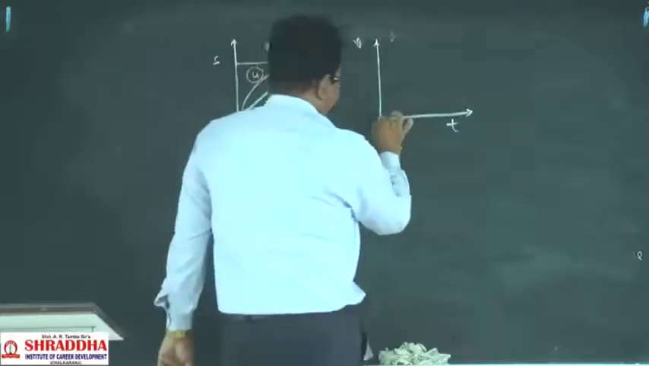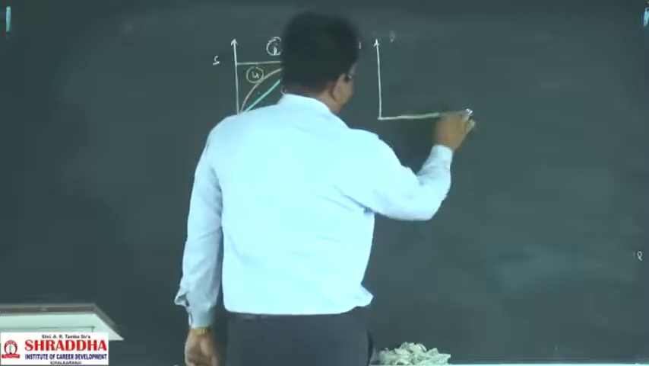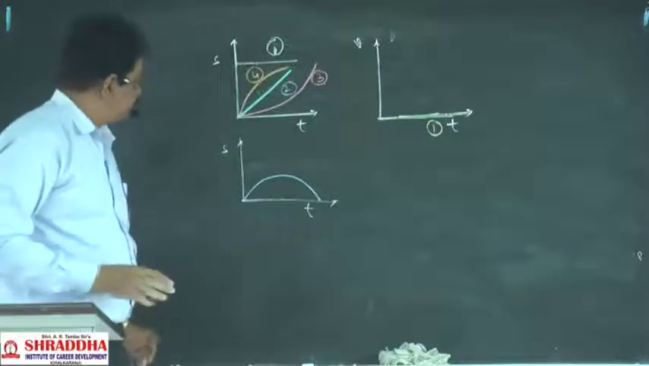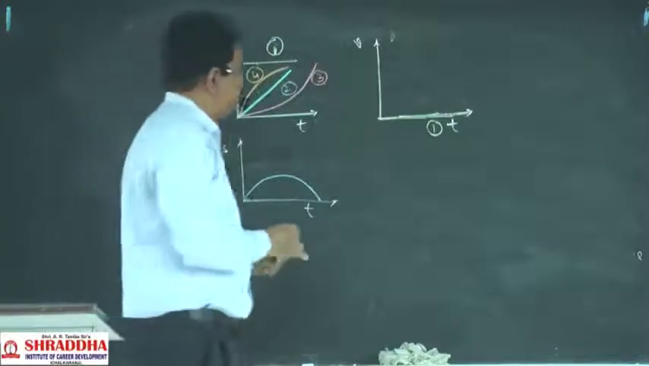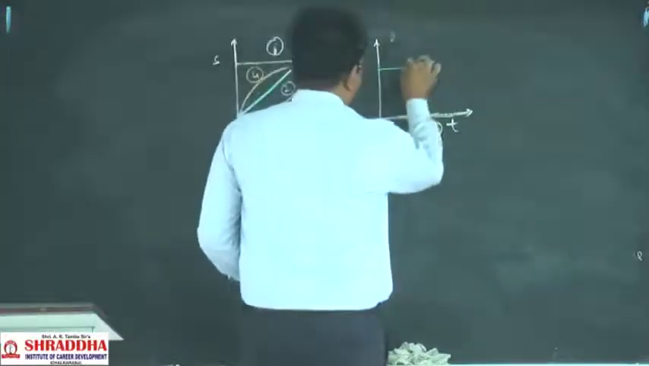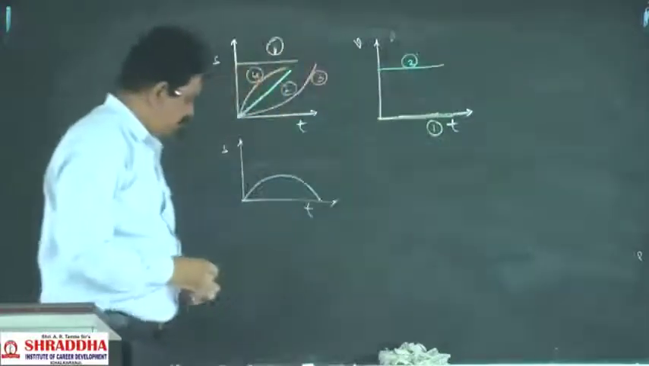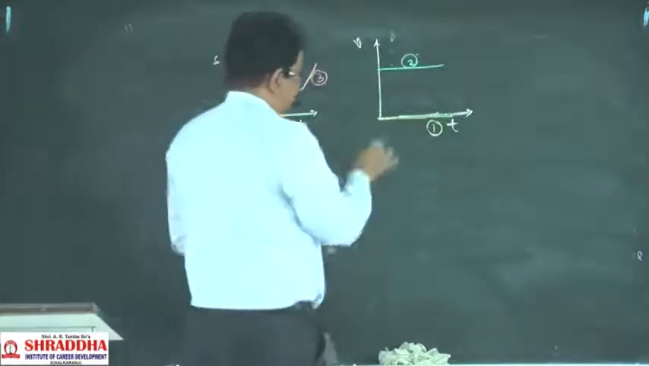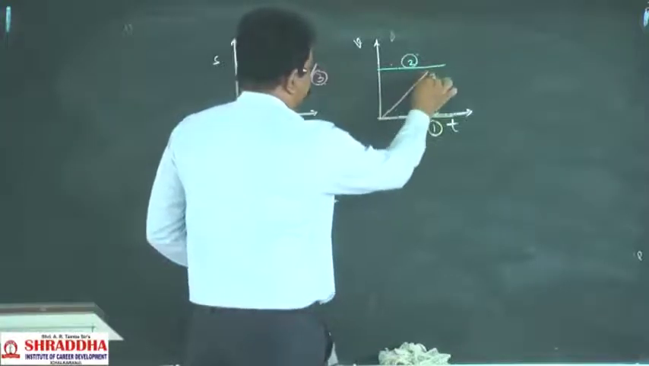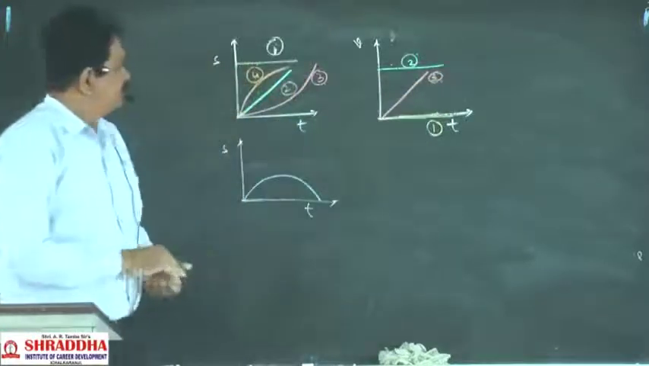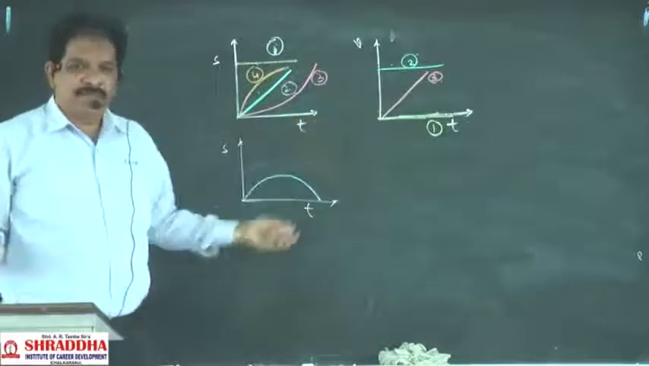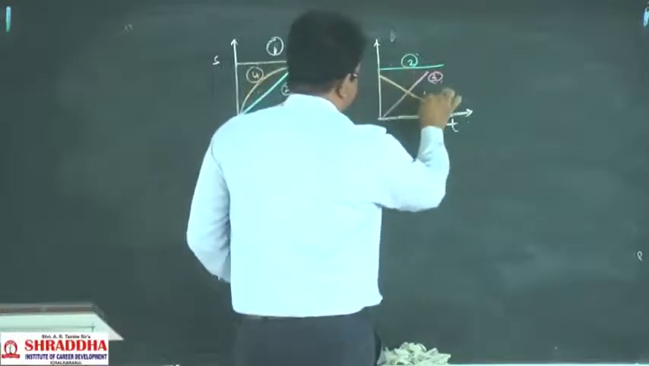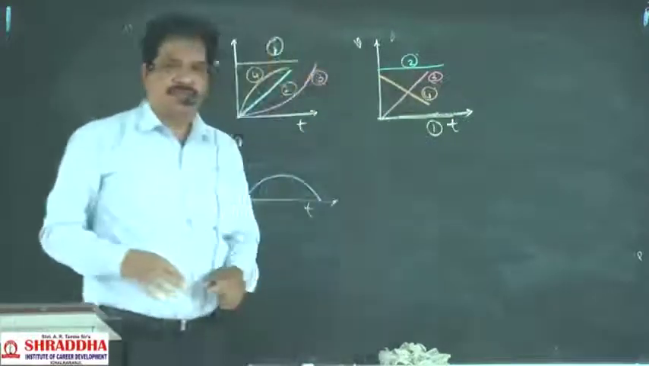Similarly, if you take the velocity time graph, if the body is at rest, the shape of the graph will be in this manner. Body is moving with uniform velocity, the shape of the graph will be like this. Body is moving with uniform acceleration, the graph shape will be like this. Body or particle, whatever it may be, is moving with uniform retardation, the graph shape will be like this.